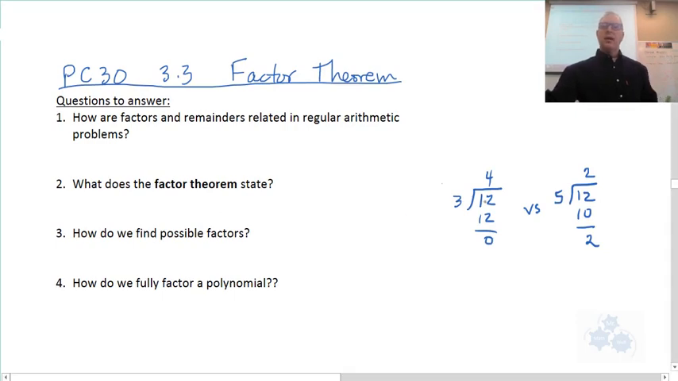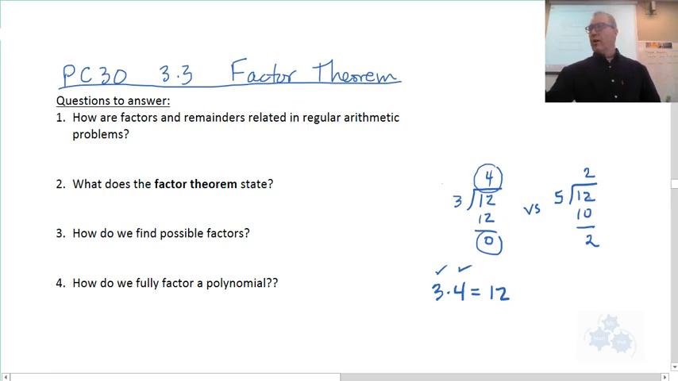So if you take a number like 12 and you divide it by 3, you get 4, remainder 0. You see that? You get 4 as a quotient and a remainder of 0. What this means, and we understand that 3 times 4 then equals 12, exactly. That means that 3 and 4 are factors.